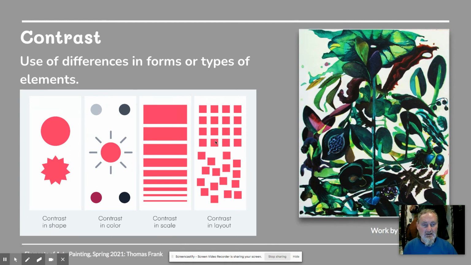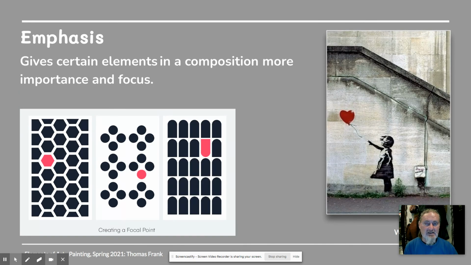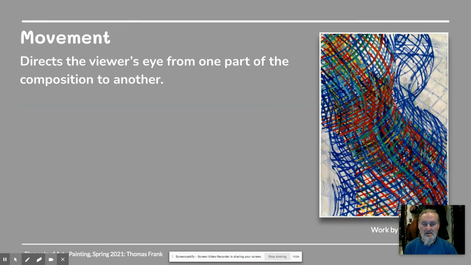All right. Then there is emphasis. Emphasis gives certain elements in the composition more importance. Emphasis often sets things up as a hierarchy. So you create a headline if you're in graphics, and then you have the body text below it. So with emphasis, you might use contrast to create a focal point. Something that changes from the norm will create an emphasis. Setting up a pattern.